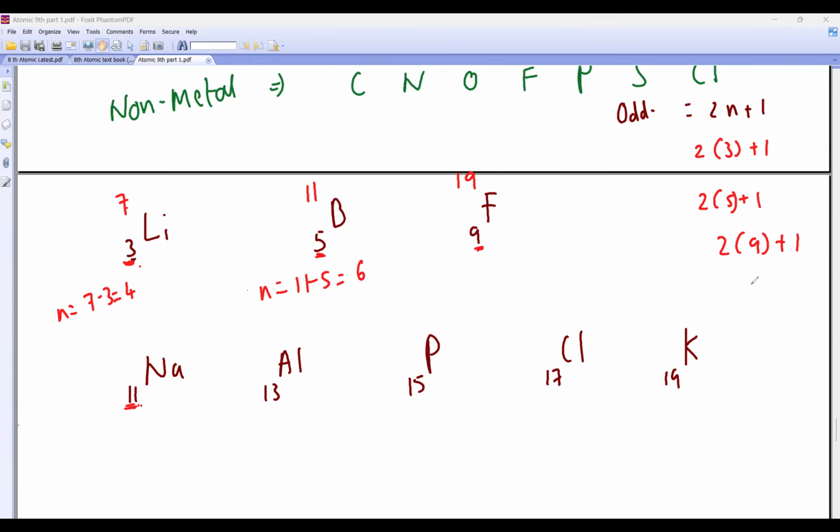For sodium, 2 into 11 plus 1, so 23. Aluminium is 13, so 2 into 13 plus 1 gives 27. Here you'll get 31, here you'll get 35, and here, for potassium 19, you'll get 39. So now you can find the neutron or not?